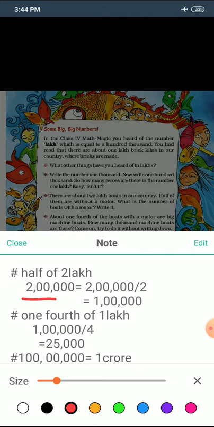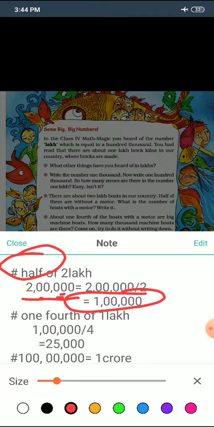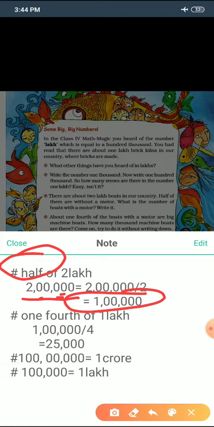So half of the boats are without motor. You know that 2 lakh boats are there. How many zeros are there in a lakh? There are 5 zeros in 1 lakh, so in 2 lakh, 5 zeros are there. Half means we have to divide it by 2. When we divide 2 lakh by 2, we get 1 lakh. So 1 lakh boats are without the motor.